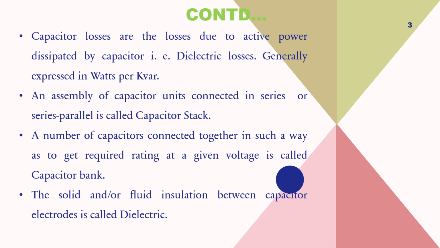Capacitor losses are the losses due to active power dissipated by the capacitor, that is dielectric losses, generally expressed in watts per kVAR. An assembly of capacitor units connected in series or series parallel is called a capacitor bank stack. A number of capacitors connected together in such a way as to get the required rating at a given voltage is called a capacitor bank. The solid and or fluid insulation between the capacitor electrodes is called dielectric.